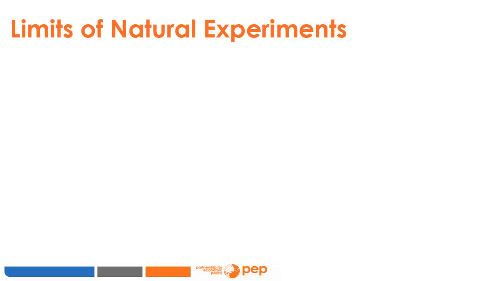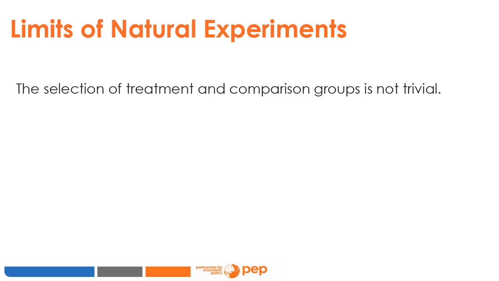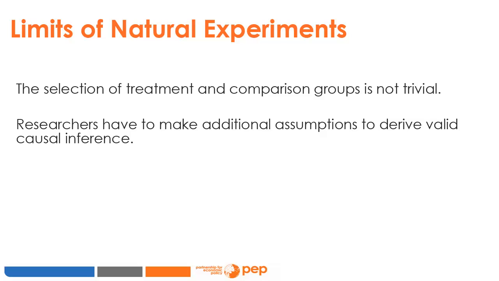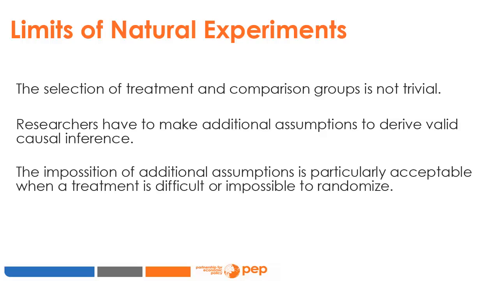The main point of this example is that in natural experiments, the selection of treatment and comparison groups is not trivial. In most natural experiments, researchers have to make additional assumptions to derive valid causal inference. Despite its clear limitations, sometimes the best way to tease out causality from coincidence justifies the use of natural experiments. The imposition of additional assumptions is particularly acceptable when a treatment is difficult or impossible to randomize.